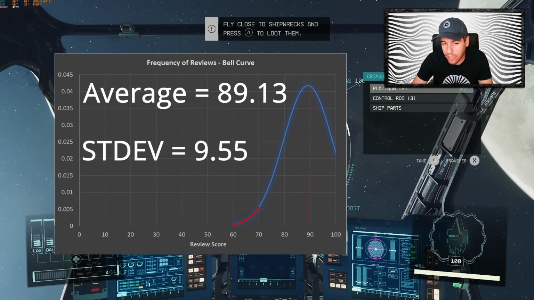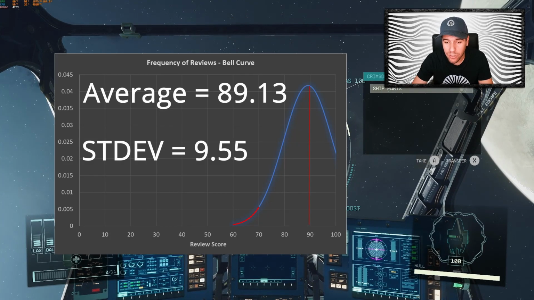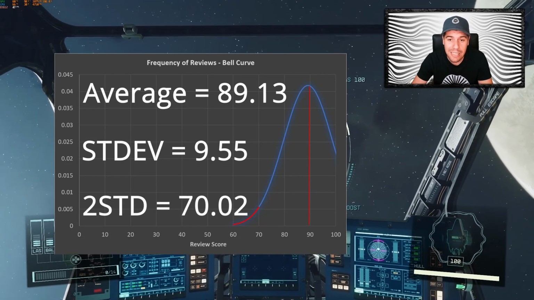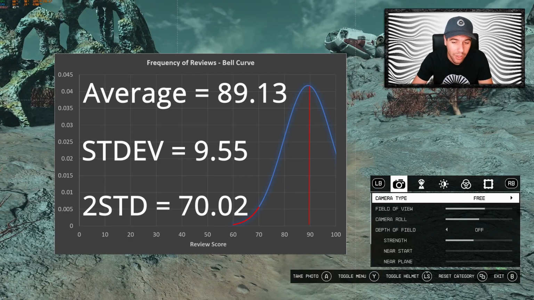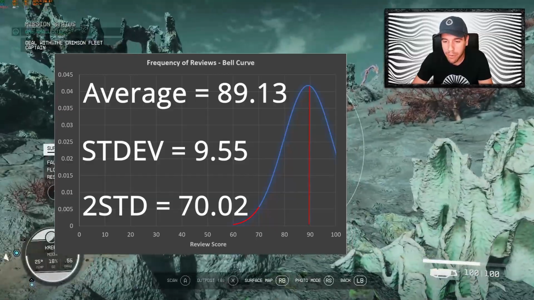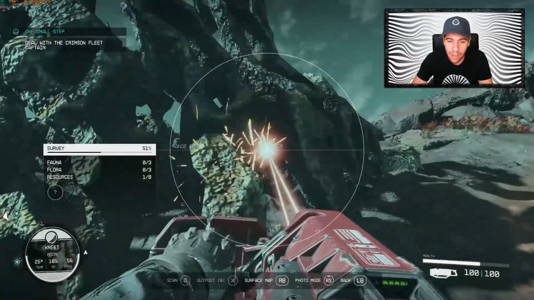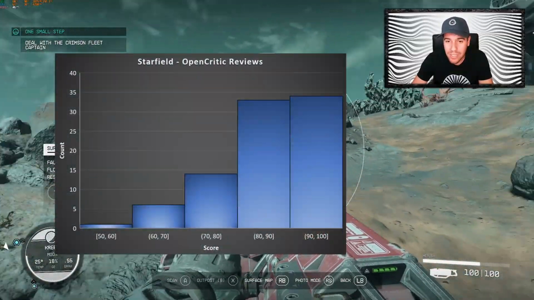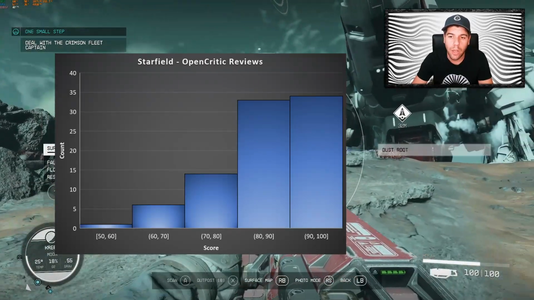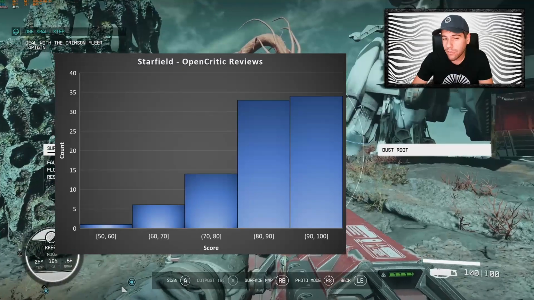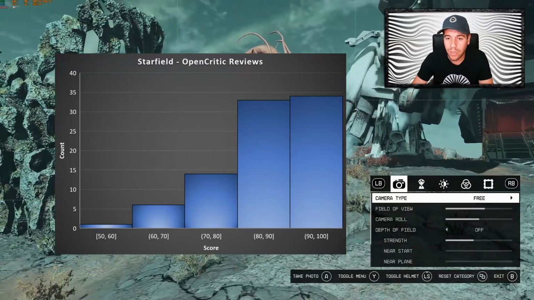So for our data, the value of the 2 standard deviations away from our 89 average is 70.02. This means that any review with a score of 70 or less is essentially an outlier when compared to the rest of the data set. Going back to our bar chart, we see that the 2 bins of 50 to 60 and 60 to 70 fall into outlier territory. There are a total of 7 reviews out of 92 that we can consider outliers.